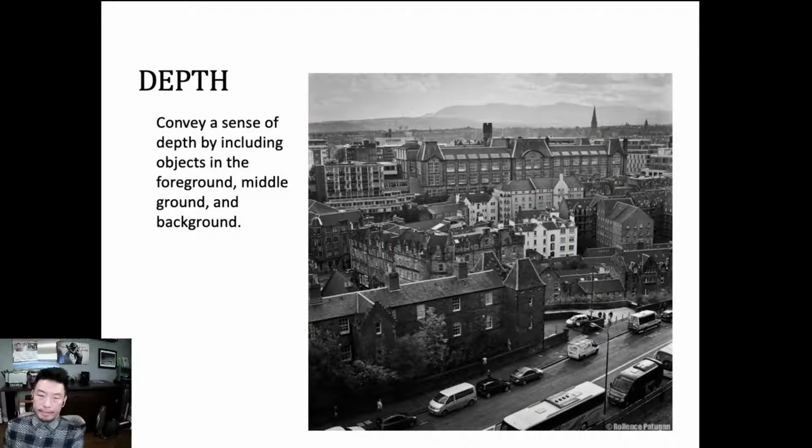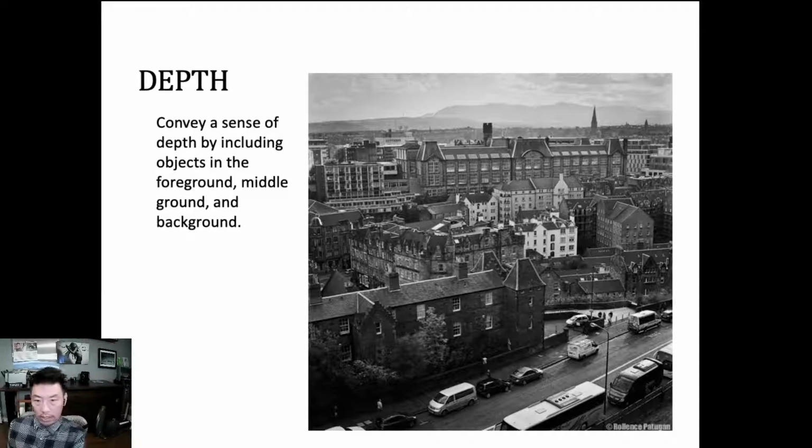Another element in composition is called depth. Do not confuse this with depth of field, which is the amount of objects that appear to be in focus or that are sharp in your scene. Depth is the idea of having a foreground, middle ground, and a background that are all relatively in focus. And it's photographing a scene that kind of goes into infinity in the background. It doesn't end. It doesn't seem to end.